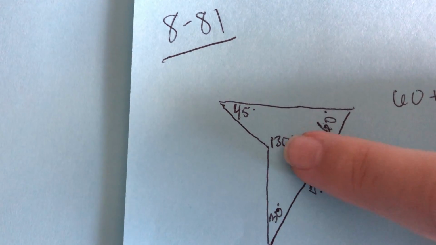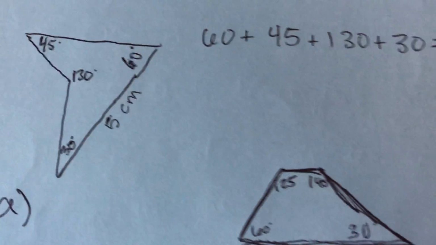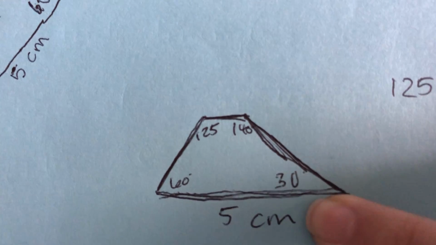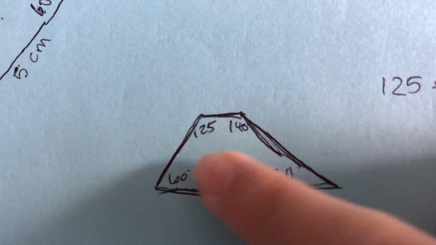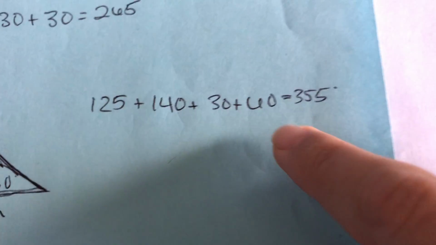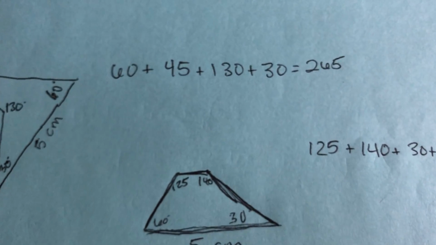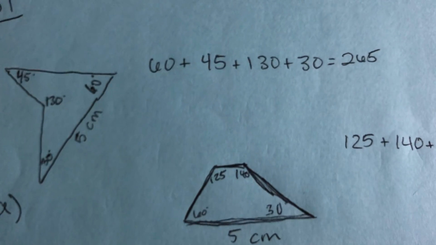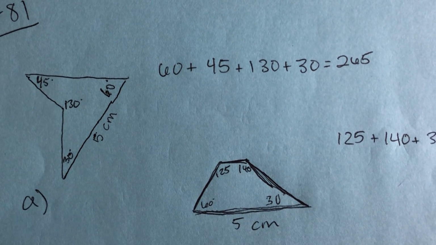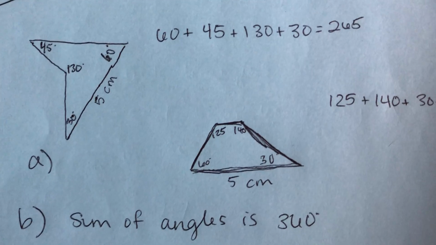And when I added up all the angles, I got 265, which really didn't seem right to me. So then I went here and I drew this trapezoid guy with the 5 centimeter length on that bottom line. I drew a 60 degree angle there, a 30 degree angle there, and then I measured those 2 angles with my protractor. And adding them all up, I got 355, which was closer to what I was trying to aim for, because the whole gist of this problem is that the sum of the angles of a quadrilateral is 360 degrees.